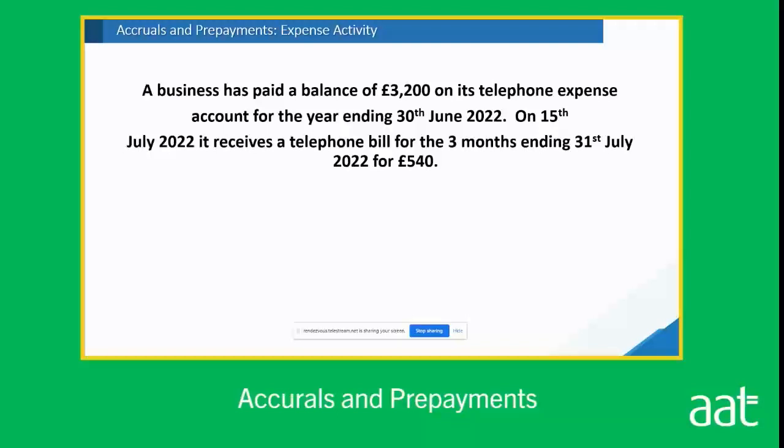And we're told that that relates to a telephone bill, which was received after our year end, and it's for the period of the 3 months ending July. So over to you guys now. Is this an accrual or is it a prepayment? And once you're confident which one it is, how much do you think I'd be accruing or prepaying? And I'll leave you to collect your thoughts and send those across.